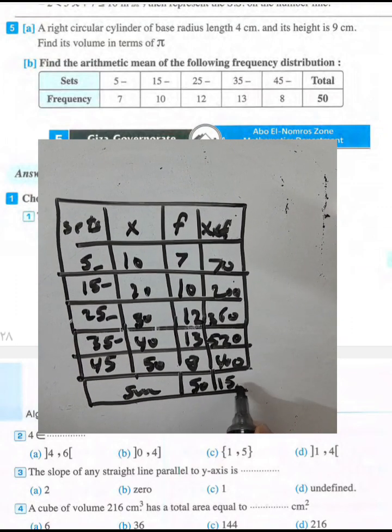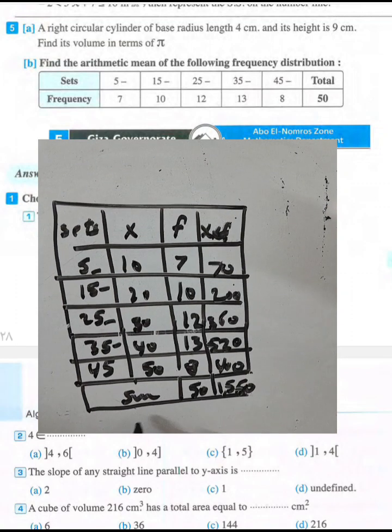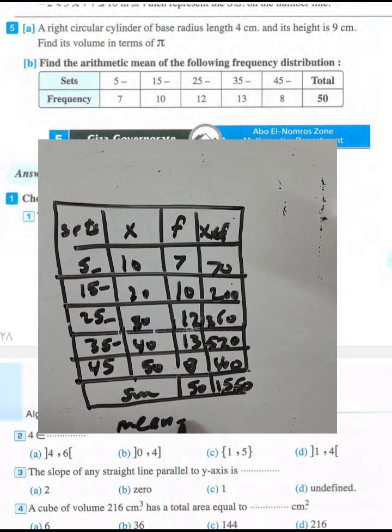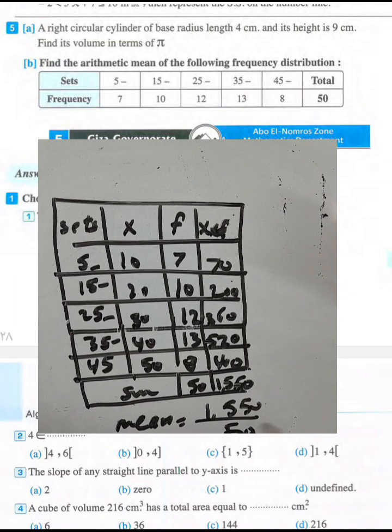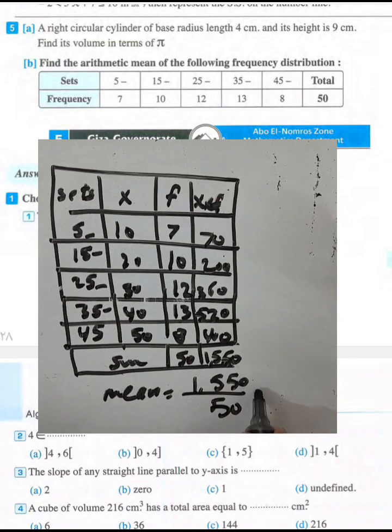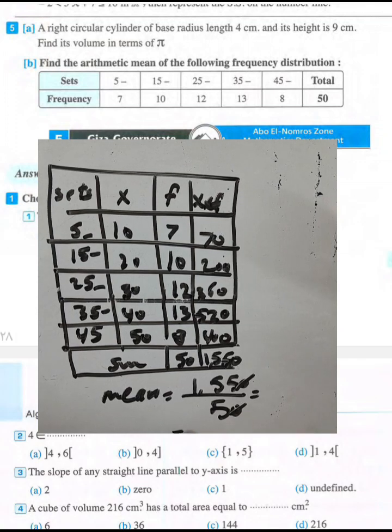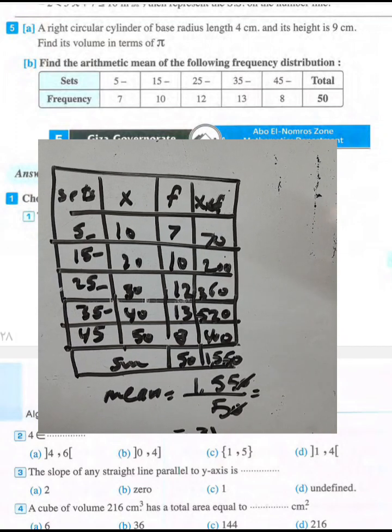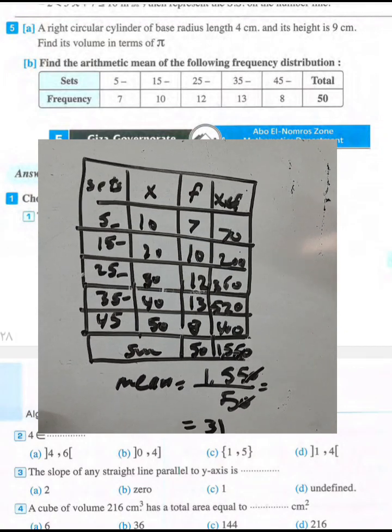The result will be 1550. Then the mean will equal 1550 divided by 50. We can find the result by dividing the two numbers, cancel 0 by 0, and 15 divided by 5 equals 3, and 5 divided by 5 equals 1. Then the result will be 31. It's the mean, okay?